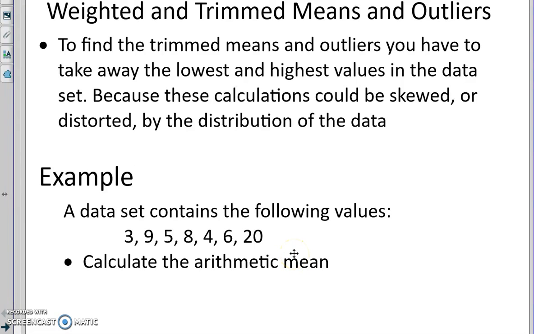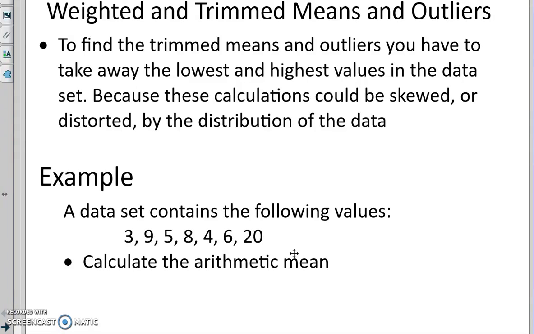But today we're going to talk about weighted and trimmed means and outliers. That's a big long title. To find the trimmed means, remember yesterday we did mean, median, mode, right? You should listen because I'm reviewing yesterday. The mean is when you add them up and divide by how many there are.